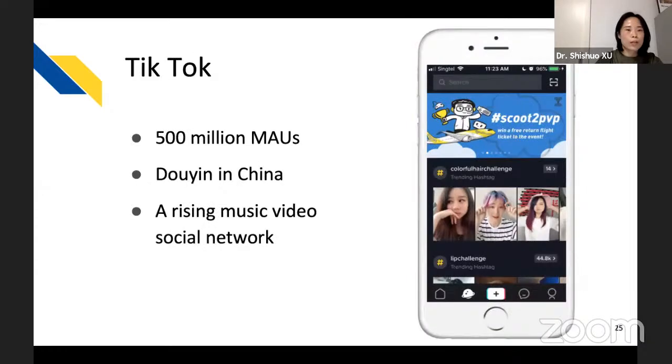TikTok, also known as Douyin in China, is a rising music video social network. It was the world's most downloaded app in 2018. Users can record videos no more than 60 seconds. They can also edit the video and add music and special effects to the videos.